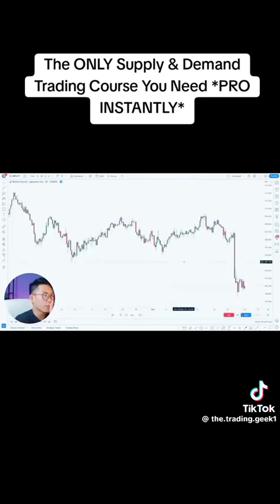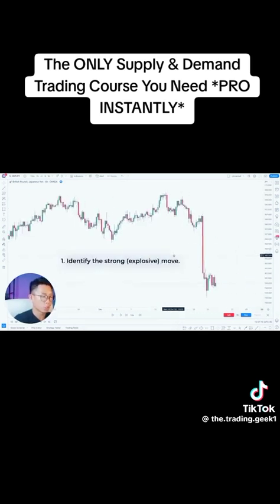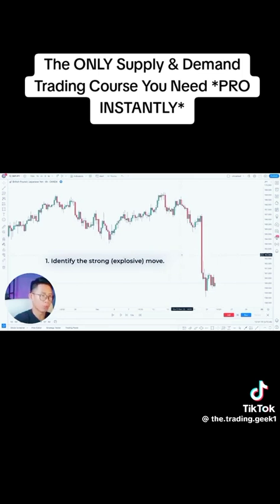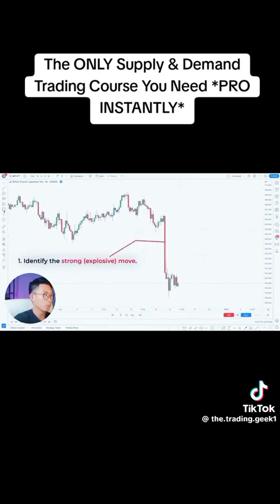So over here we have GBP JPY, which is a currency pair that I have not been trading for a very long time now. So we're gonna use this and drop some supply and demand zones. First things first, like I said, 3 steps. You want to identify the strong and explosive move, right? So over here, strong and explosive move that we have right here.